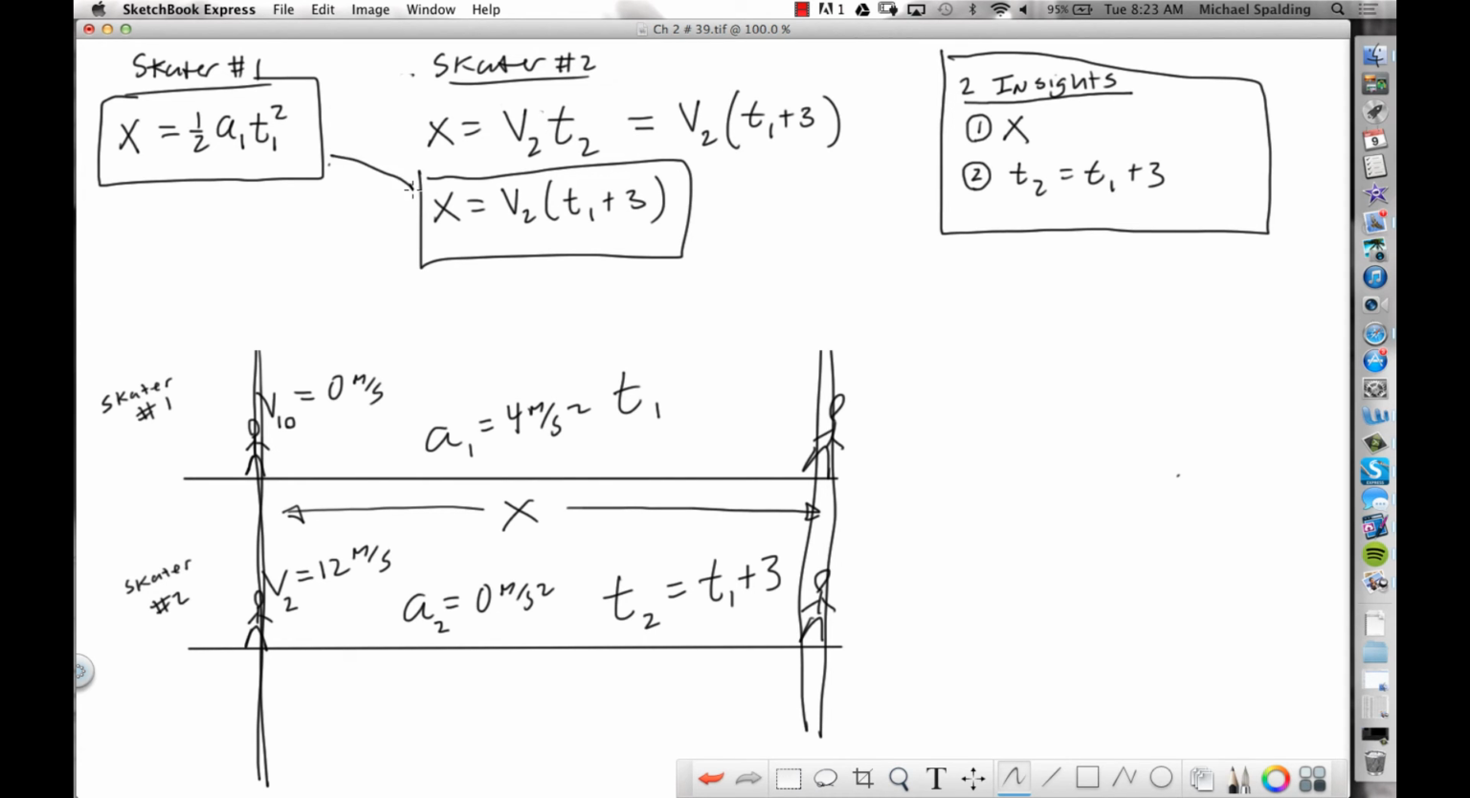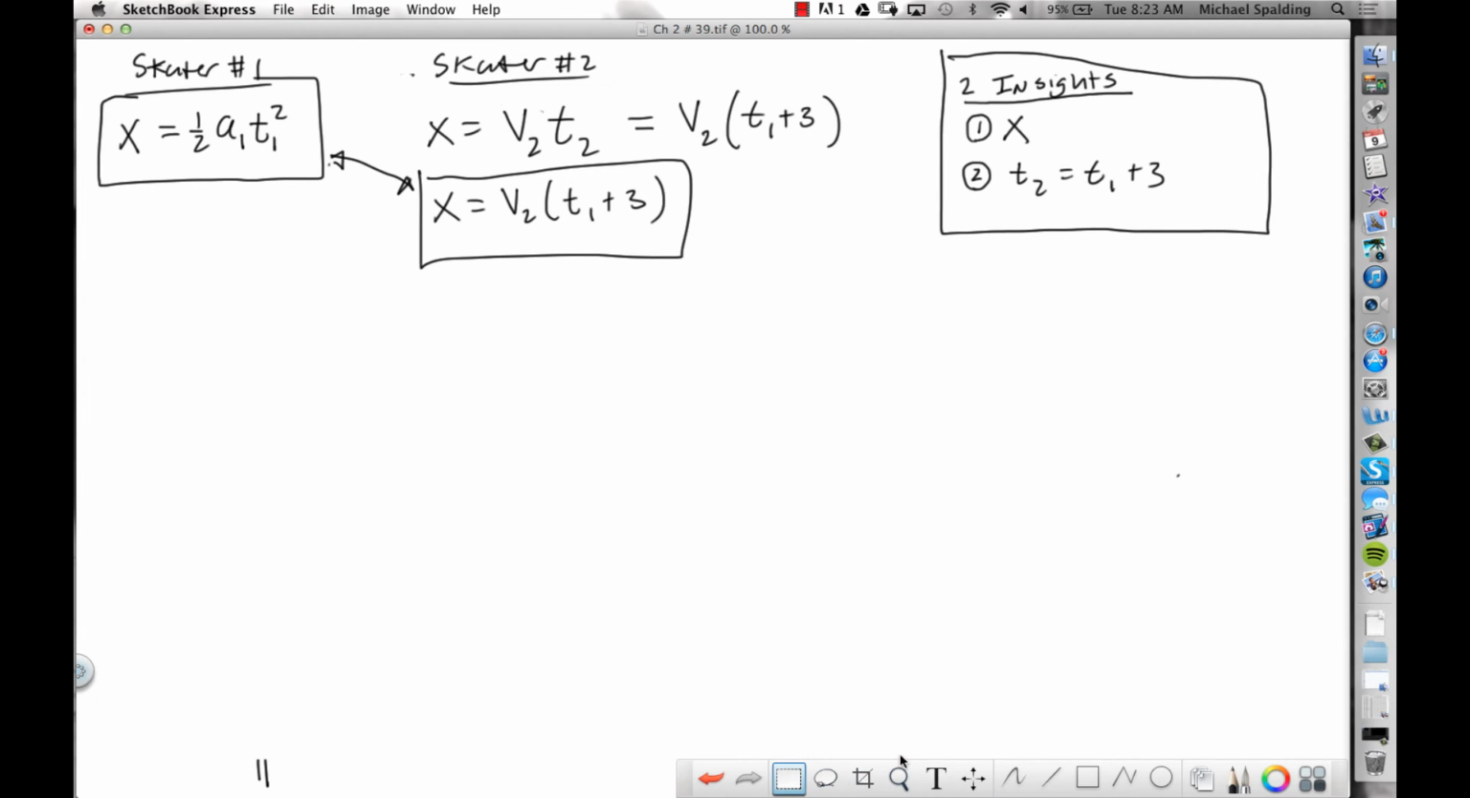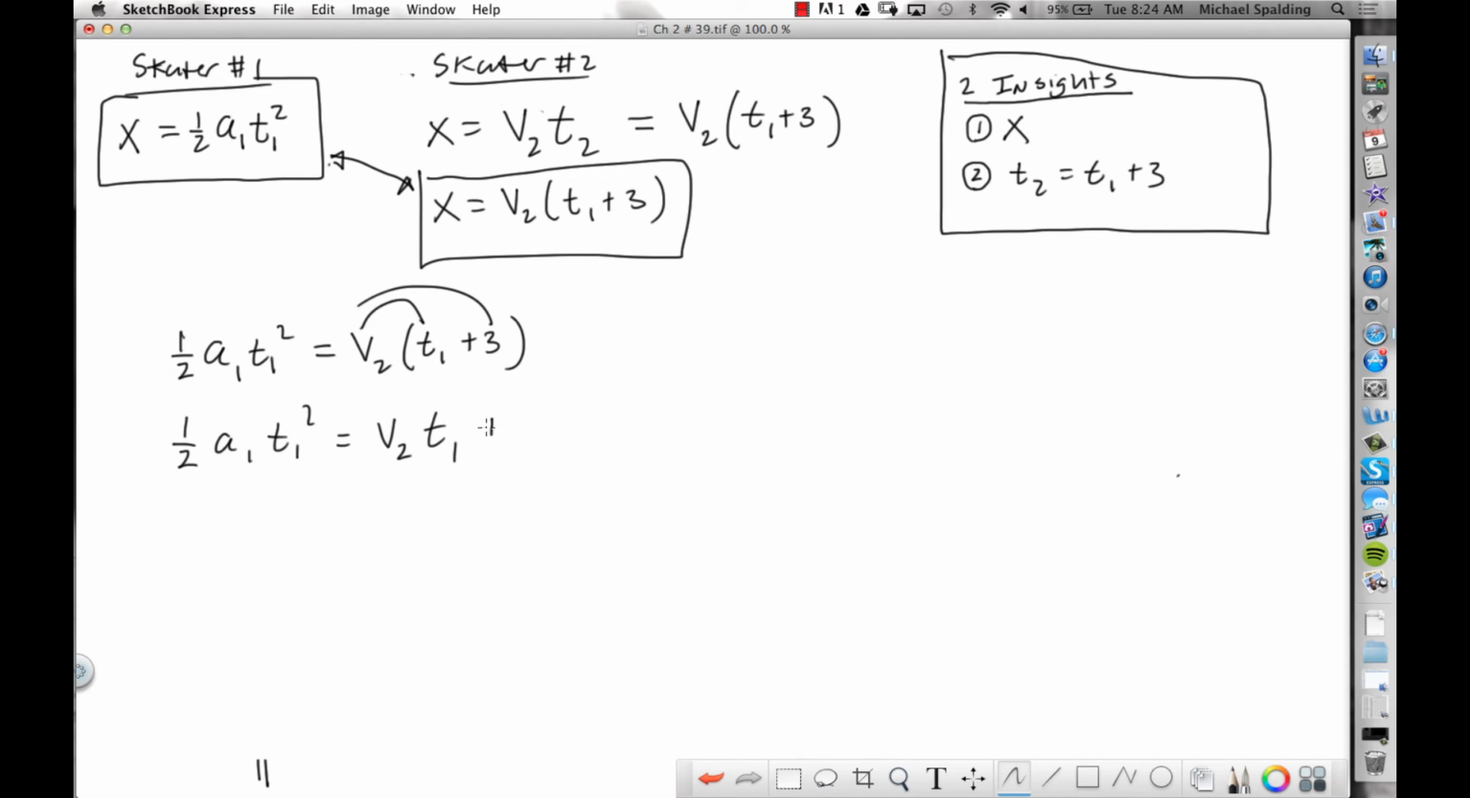So can we substitute these two equations together? Yes. Here I'm going to erase and make some more room. Now we substitute the equation. What we get is 1/2 a1 t1 squared equals v2 (t1 plus 3), and then we distribute this. The rest is just algebra. So this is 1/2 a1 t1 squared equals v2 t1 plus 3 times v2.